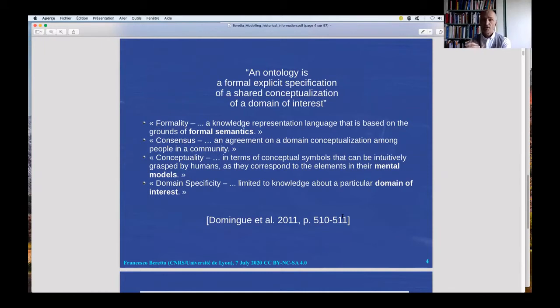You find their definitions. And if you read this, they stress some elements. Formal semantics, formality, formalization is an important concept. Then consensus. You need to share. Then you must be aware that you have ideas in your mind, and that when you model according to your culture, to your mind, to your discipline, you model not in the air. And the last point is the domain of interest. You are modeling data for historical research or cultural heritage, more generally speaking.